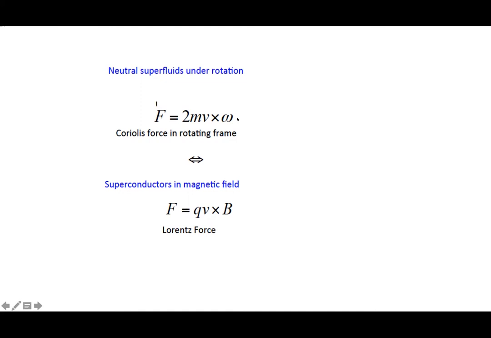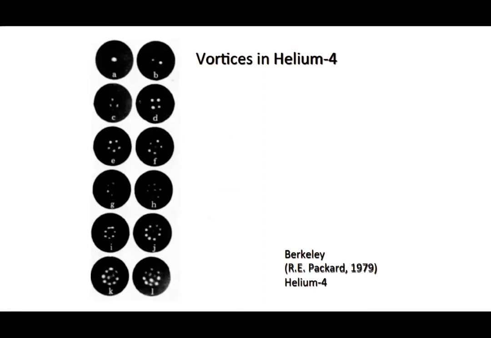What that does is that in the superfluid, if you rotate it, the system doesn't just become normal beyond some critical rotation, it actually inserts vortices. The point is that the superfluid is irrotational. It does not rotate. It has no inertia.